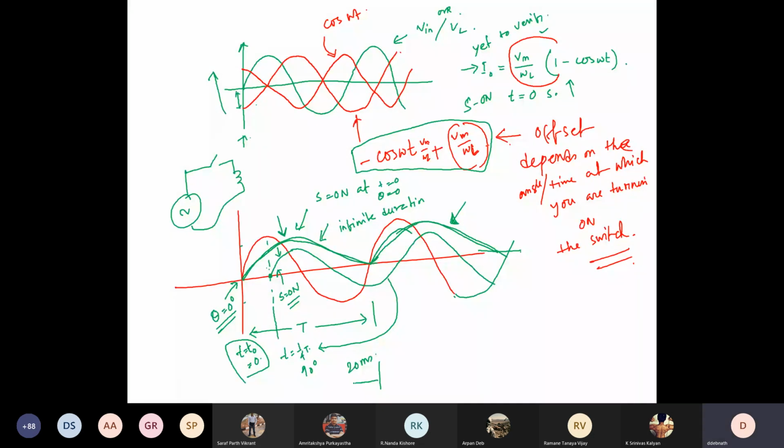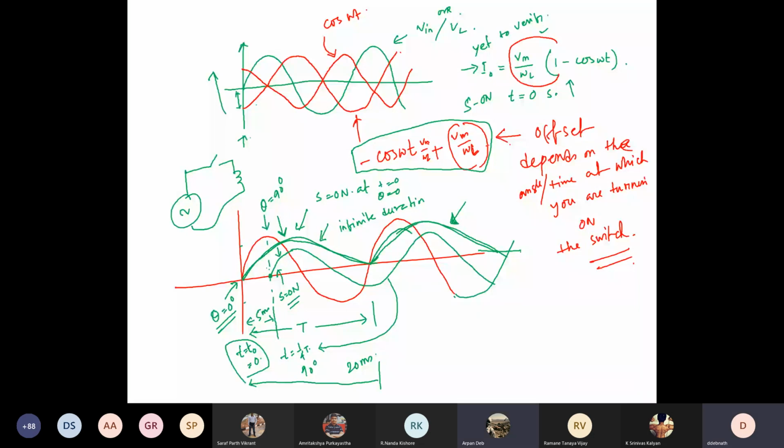If you have turned on the switch at this instant, when your source voltage is at its peak, 90 degrees, then what would happen to this offset? Will it remain same or it will change? So it will vertically move downwards to start from 0 because of the current. So this offset will go to 0, right? Yes. So you will end up with this lower waveform.